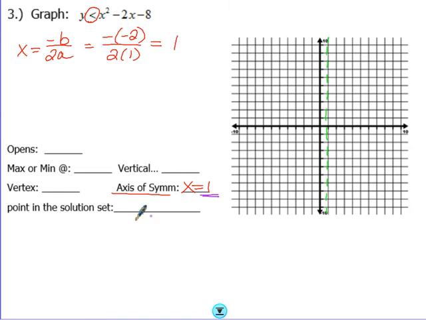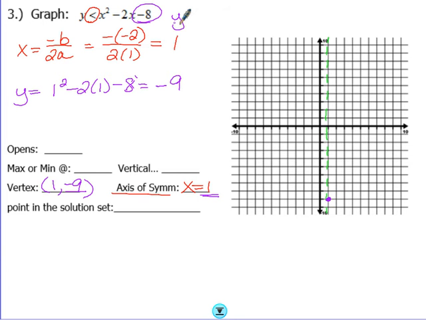Now with our axis of symmetry being 1, we know that the x of our vertex is also 1. So now we've got to plug that 1 into our equation, because we want to find the y value. So we're going to have 1 squared minus 2 times 1 minus 8. 1 minus 2 minus 8 is going to give us negative 9. So we can go ahead and graph 1, negative 9. Now if we remember, that negative 8 is our y-intercept, so we can also graph that point and reflect that point.